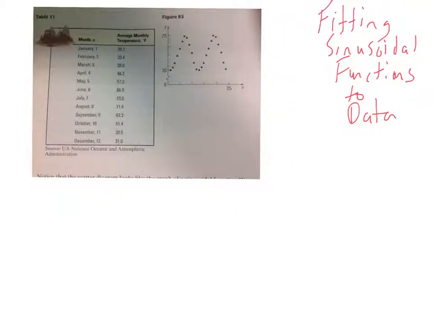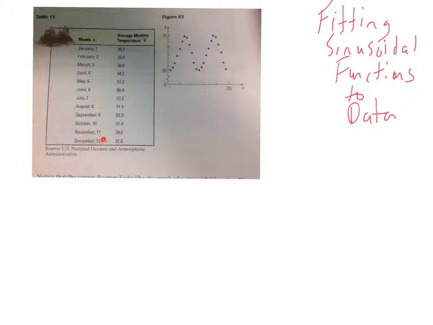So what we're going to do here is take this table of average monthly temperatures for some location. I'm not really sure where it's supposed to be. Probably somewhere in the Northeast, though, if we have an average temperature of 29.7 in January. In any case, we're going to use this table of data to build a sine function that models the average temperature for any given month. So if we plug in a month, it will give us the temperature.